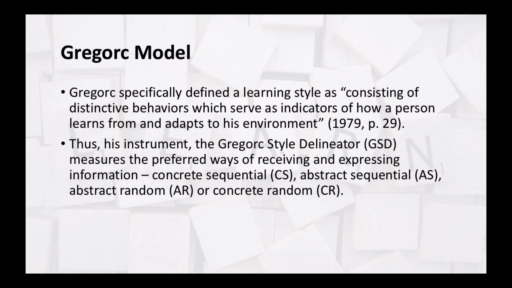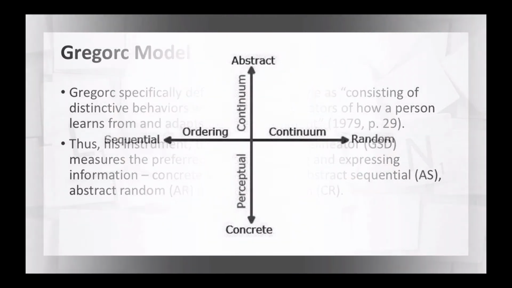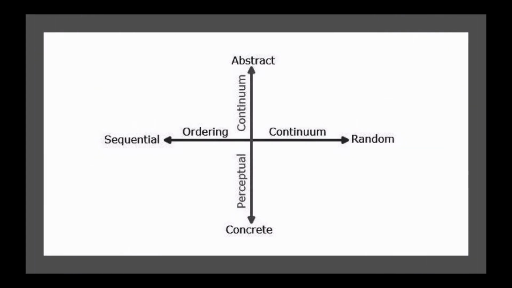The Gregorek model. Gregorek specifically defined a learning style as consisting of distinctive behaviors which serve as indicators of how a person learns from and adapts to his environment. Thus, his instrument, the Gregorek Style Delineator, measures the preferred ways of receiving and expressing information: concrete sequential, abstract sequential, abstract random, or concrete random. This is a graphical depiction of the Gregorek model.